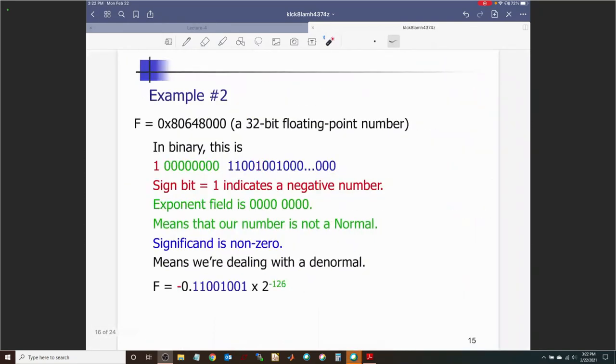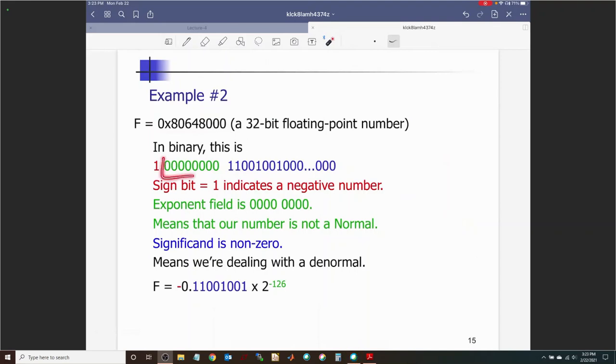So that leads us into our example 2, which is going to be a denormalized number. Again, we start with f, which in hex is 8068800. It's a 32-bit floating point number. Let us see what its value is. First we convert this hex into binary. Once we do that, we get a bunch of zeros and then 23 bits for the fraction field.